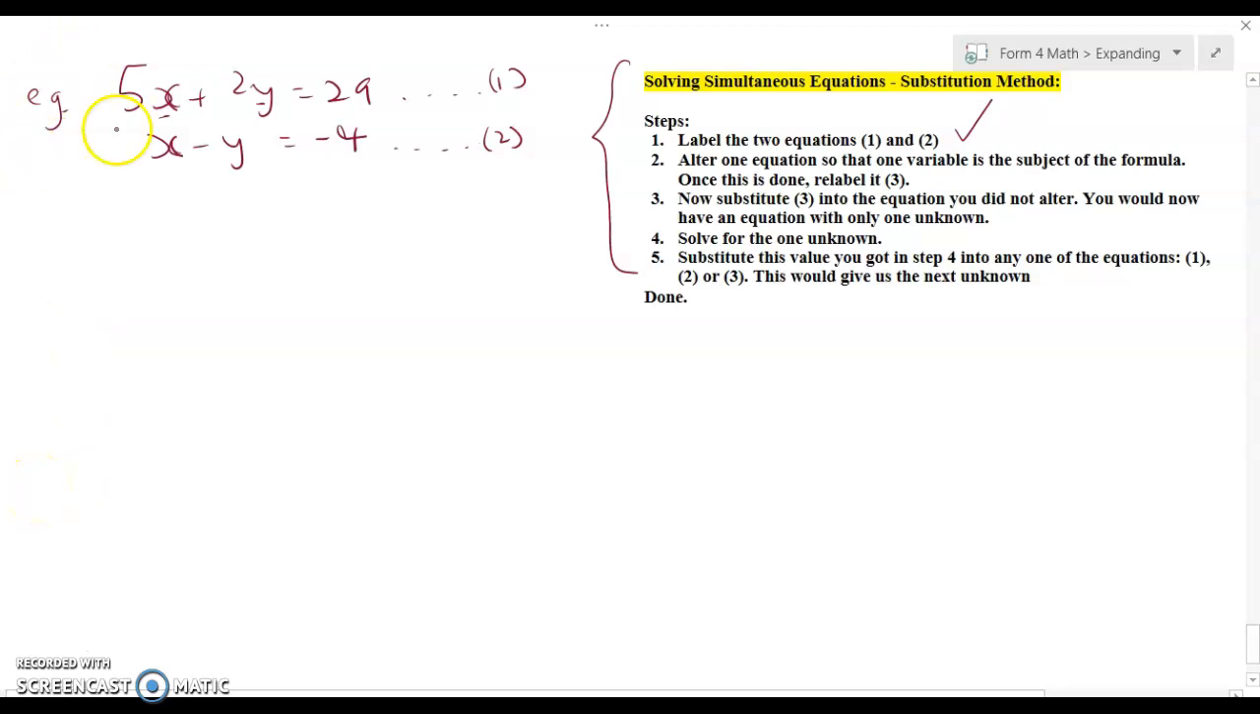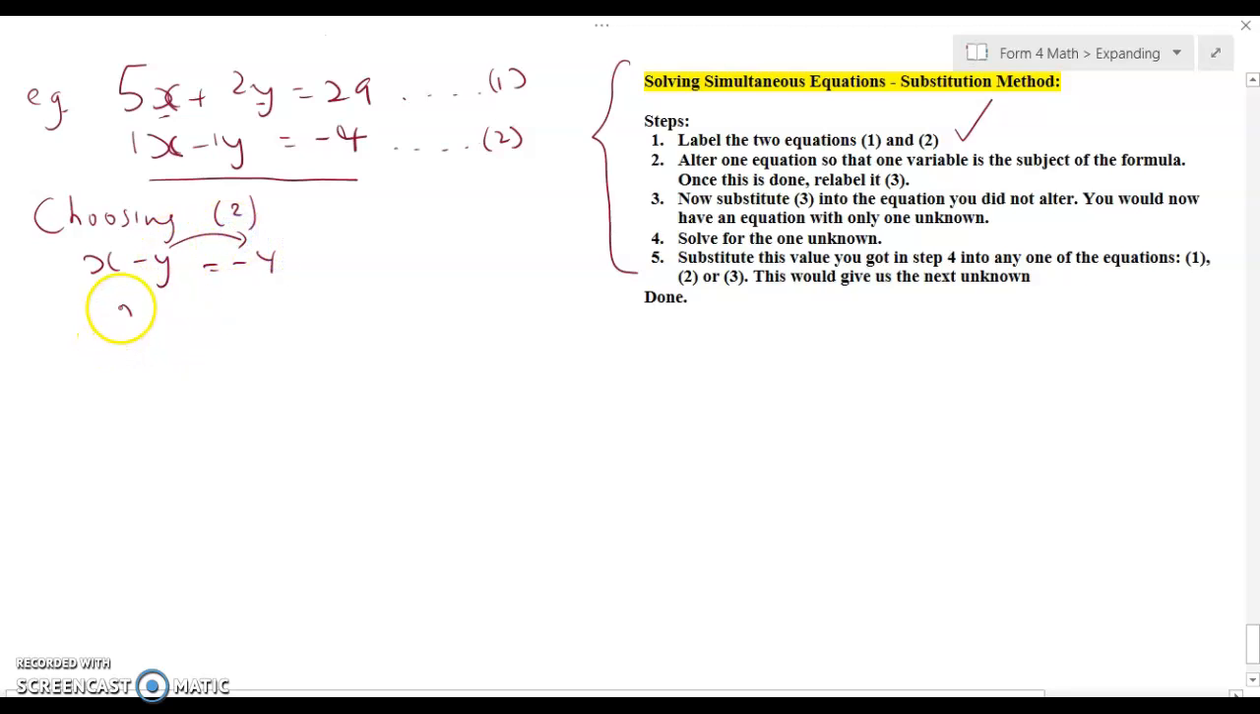Now to do this, I have to do a little bit of analysis. I have to look at my two equations and say, okay, which one is the simpler equation? Now, to me, this one looks like the simpler one because my coefficients here are 1 and minus 1. So I will choose equation 2. So I will head up, choosing 2. x minus y is equal to minus 4.